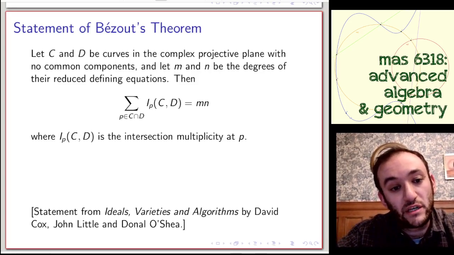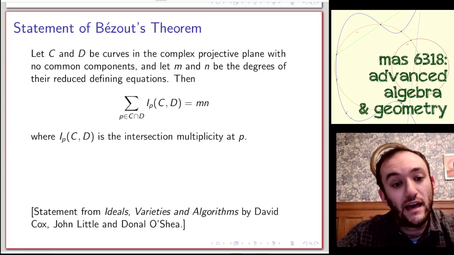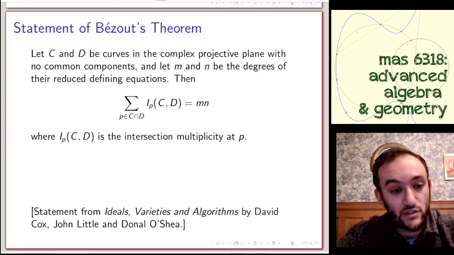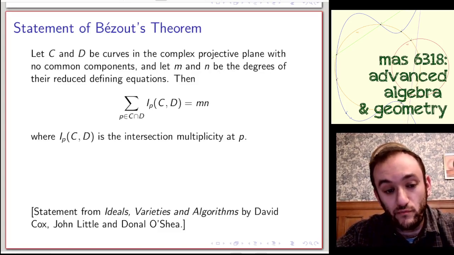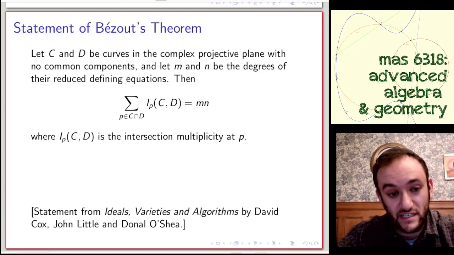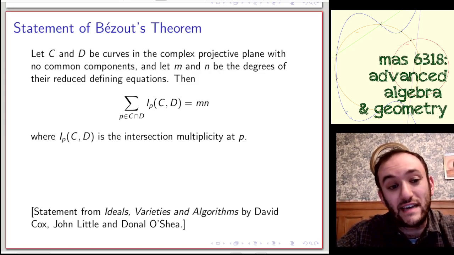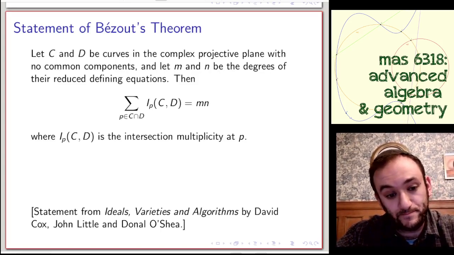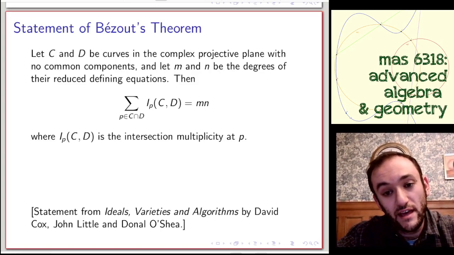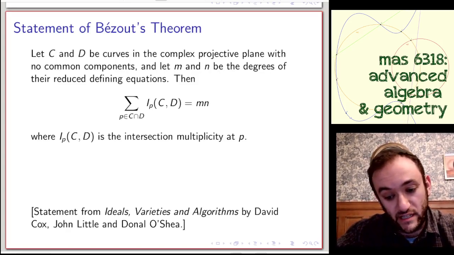Let C and D be curves in the complex projective plane with no common components, and let M and N be the degrees of their reduced defining equations. Then the sum over the points P in the intersection of C and D of I_P(C, D) is equal to the product M times N, where I_P(C, D) is the intersection multiplicity at P. And this is the statement from Ideals, Varieties, and Algorithms by Cox, Little, and O'Shea, which is a really great textbook I recommend.